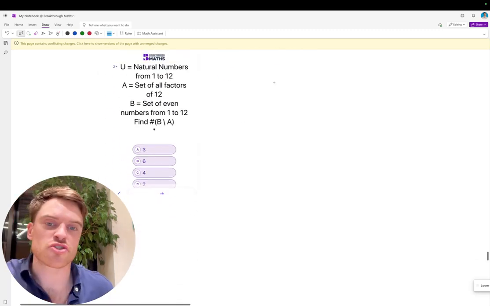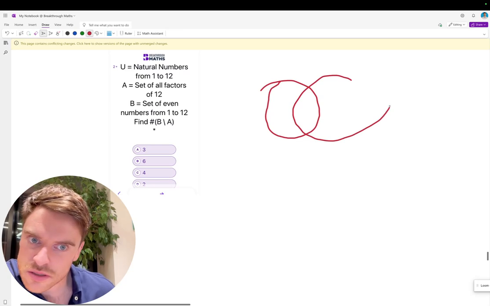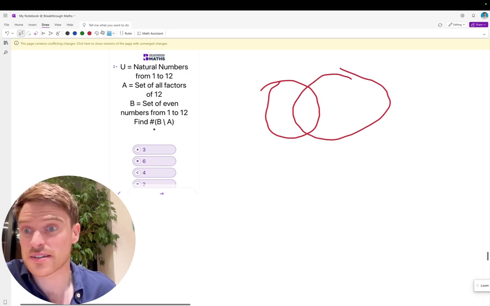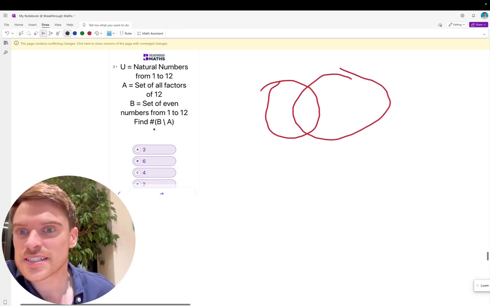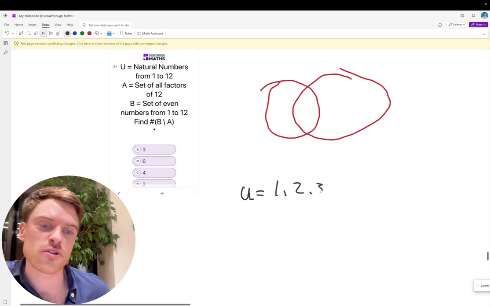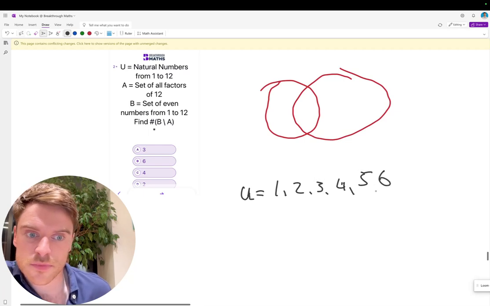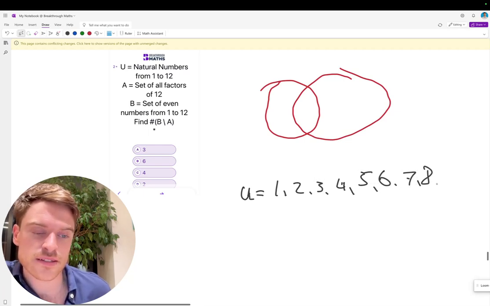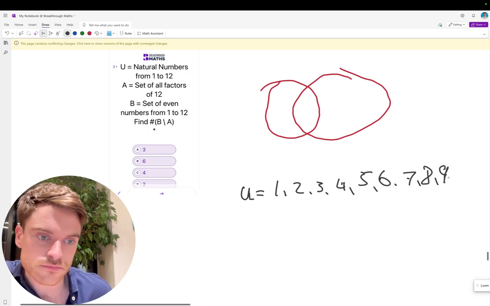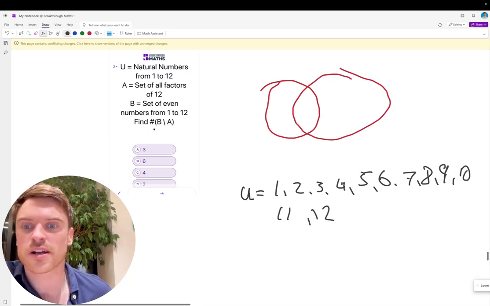Using natural numbers. Now I would draw these out, guys. If you see these, you draw out your sets. Number one, I'm not exactly Picasso. Never claimed to be. Oh my God, you can clearly see I'm not going to be Picasso. Look at that. U is the natural numbers from 1 to 10. So U, that's everything that's going to be included here, the natural numbers. So 1, 2, 3, 4, 5, 6, 7, 8, 9, 10, 11, 12. I would draw it out there, guys.